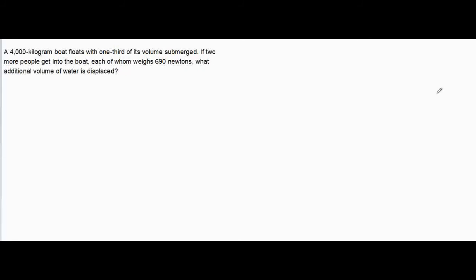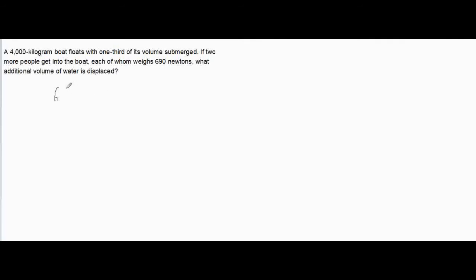Third and final question. A 4,000 kilogram boat floats with one third of its volume submerged. If two more people get into the boat, each of whom weighs 690 newtons, what is the additional volume of water that's displaced? So here, we're going to have to add the extra weight of these two people and calculate the mass that they are. So we have 690 newtons for both people.